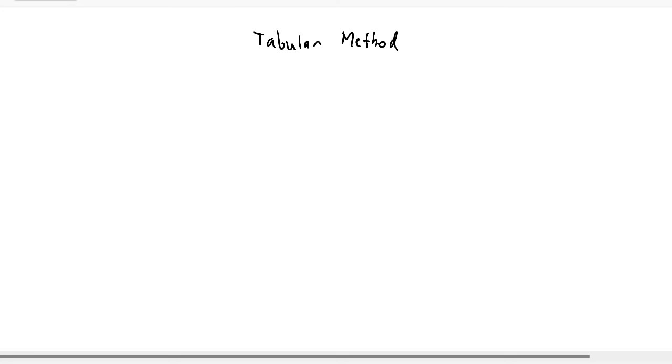The tabular method is usually better than the integration by parts formula because it's faster and more efficient when you have to use the integration by parts formula multiple times. Today we'll be looking at 3 different problems that make you use the tabular method in 3 different ways. So let's take a look at the integral of x squared times e to the x dx.